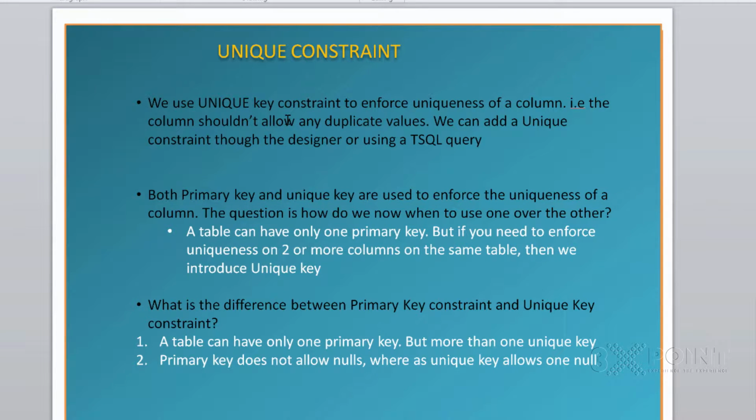Okay, unique constraint. We use a unique key constraint to enforce uniqueness of a column. That is, the column shouldn't allow any duplicate values. From the word unique, it typically means that the rows in that column of the table have to be unique. So let's say, for example, on a table you have email addresses. It's expected that email addresses are unique to everybody. So you can place a unique constraint on the email column to say every piece of data that comes into this table remains unique for email addresses, because you can't have an email address that is the same.